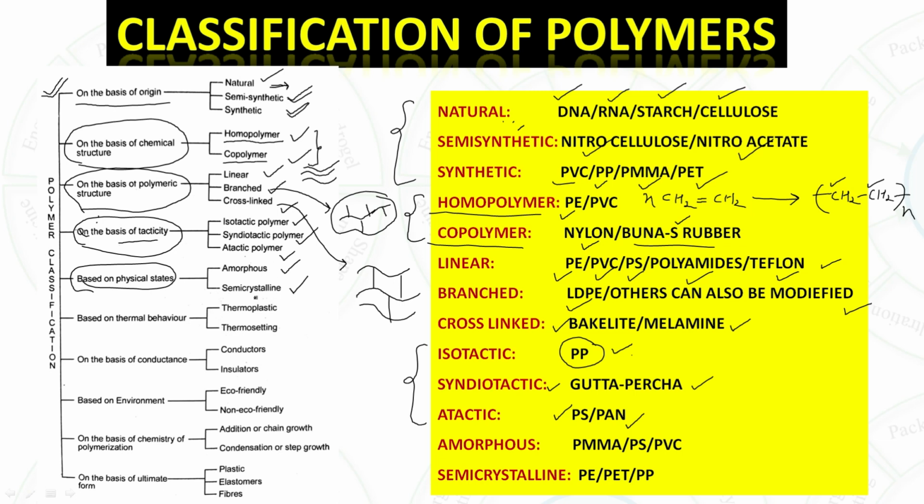But see, whenever you have an amorphous type of polymer, the best examples for amorphous polymer are polymethyl methacrylate, polystyrene, polyvinyl chloride. And after that, the semi-crystalline polymers: PE, polyethylene, PET, polyethylene terephthalate, PP, polypropylene. See, it is very important to know at least one or two examples of different types of polymers based on the classification. It is very important. So let's move to the next slide.